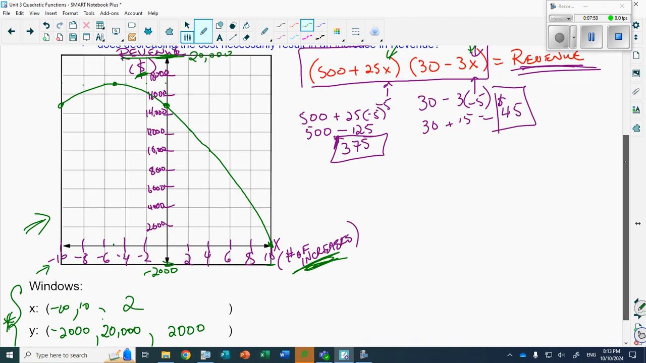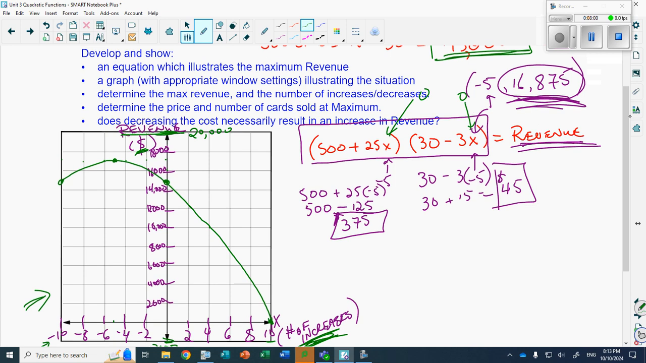Now let's go back and start answering the questions. Well, which equation illustrates the maximum revenue? Well, there's the equation right there. Graph with the appropriate window settings, we just did that. Determine the max revenue. The max revenue was 16,875. So if you're going to say this, you have to tell me that 16,875 is in fact dollars at a max revenue. You have to state that.